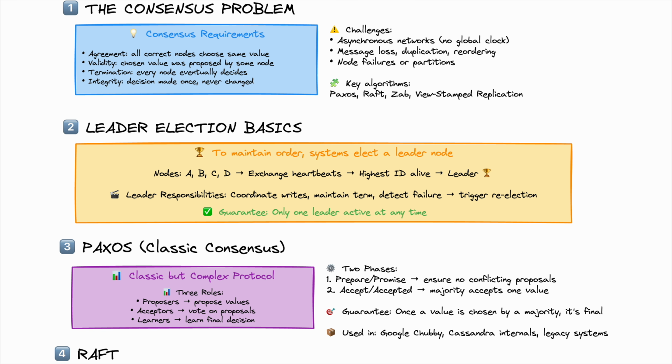Now let's take a look at the leader election basics. To maintain order, systems elect a leader node. For example, let's say we have nodes A, B, C, D, and each node exchanges heartbeats. Usually, the highest ID alive is selected as the leader. So what are the responsibilities of the leader node? The leader node coordinates writes, maintains the term, and detects failures, and after that it triggers the re-election. So we are guaranteed that only one leader is active at any time.